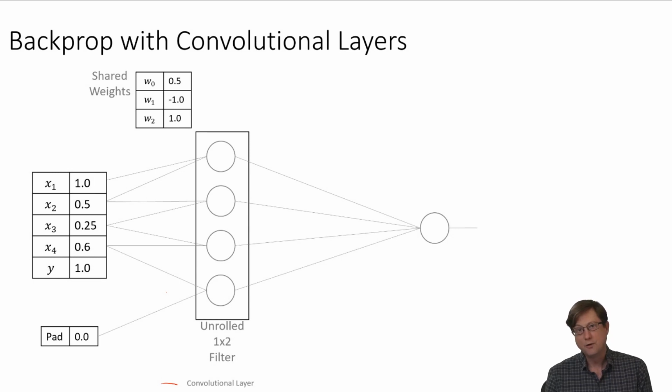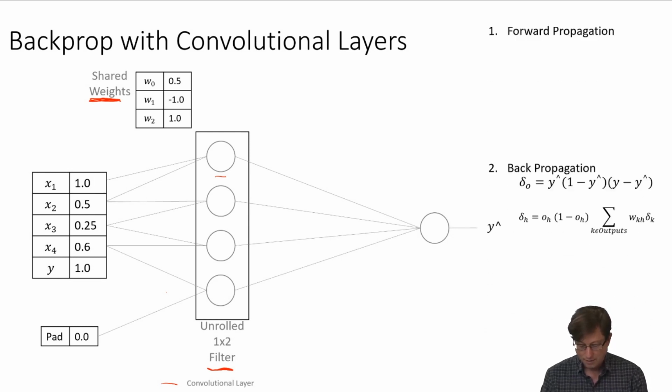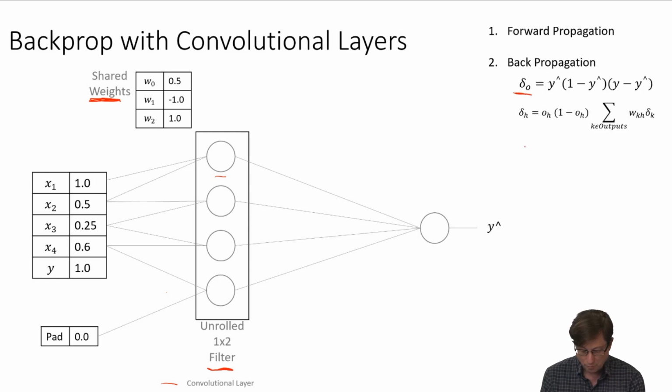So it's an unrolled layer, but each node has to share the same weights. In a fully connected layer, each of these nodes would have its own weights, but in a convolutional layer, it looks very, very similar, but they're going to share the same weights. Now, when you do the forward propagation, you get the y hat, then you calculate the error at the output and the error at internal nodes, and all of this stuff is exactly the same from the last lecture. There's no change to what you would do with a fully connected layer.